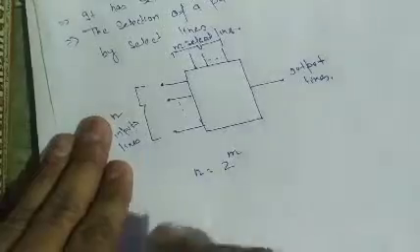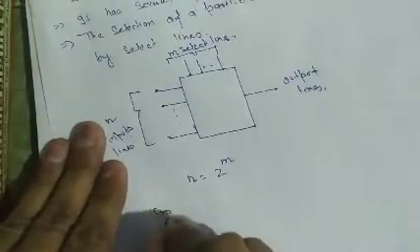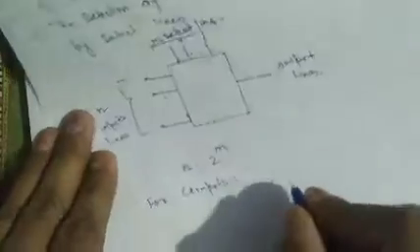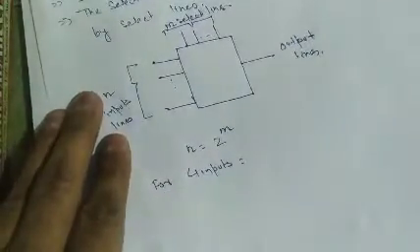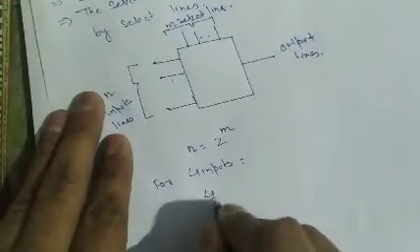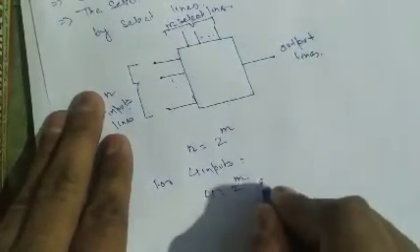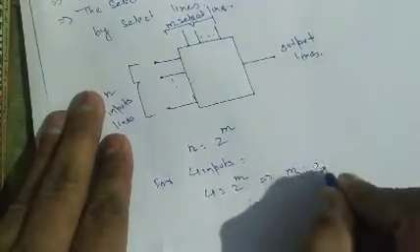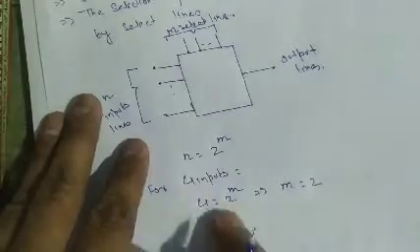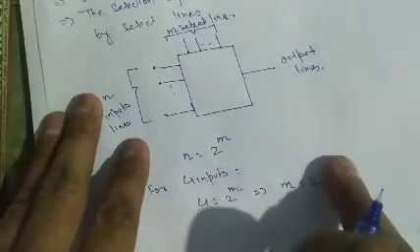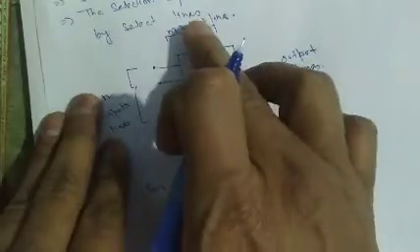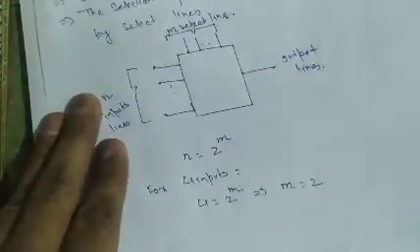For example, for 4 inputs, how many outputs are there? Only one output. And how many select lines are there? 4 equal to 2 to the power m, and hence m equal to 2 select lines. Similarly, for 8 inputs, 8 equal to 2 to the power m, and m will be equal to 3 select lines. For 8 input lines, there are 3 select lines and 1 output.